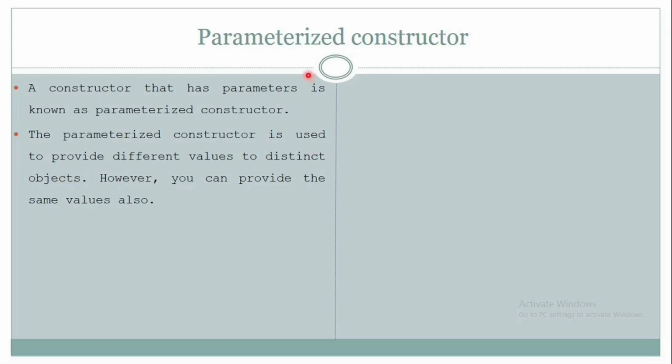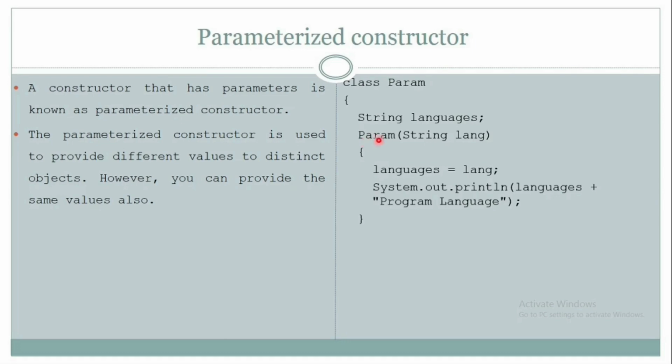We'll understand this parameterized constructor with a simple example. Now let me create a class. This languages is an instance variable, and let me create a constructor now. As you can see here, the constructor name is the same as the class name, and the constructor doesn't have any return type. The constructor is used to initialize the data members of an object. Now suppose I want to initialize the object, I call the constructor, and then I'll just print the value of languages.